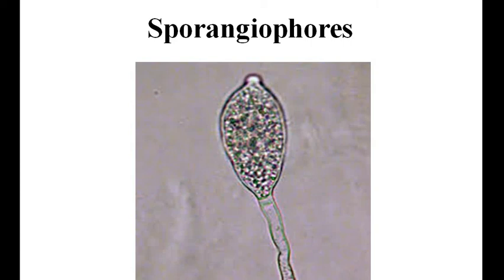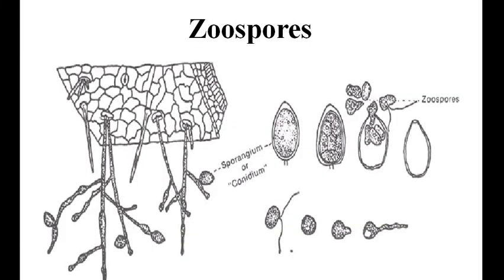When the pathogen is active and the environment is favorable, the sporangium germinates by the development of biflagellate zoospores. After a few minutes of motility, the zoospores lose their flagella, come to rest and germinate by means of germ tubes which penetrate through the stomata or directly through the epidermis of the host.